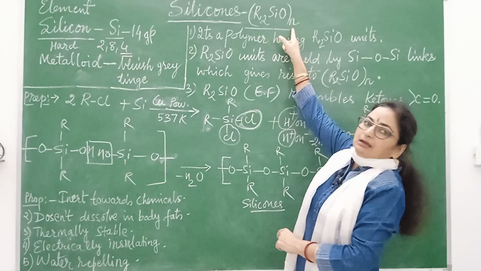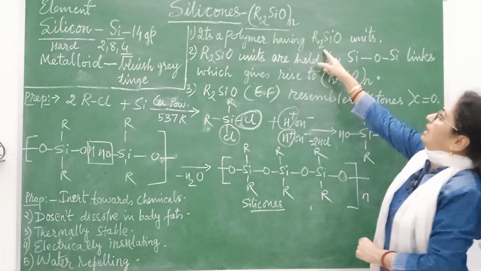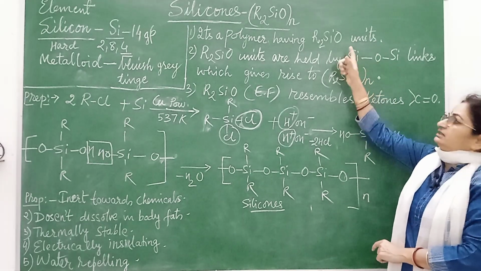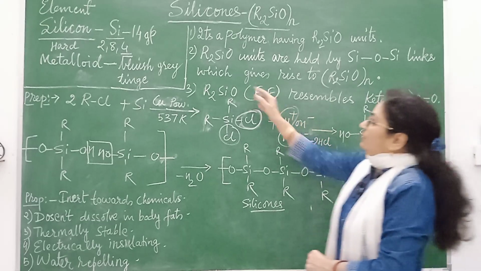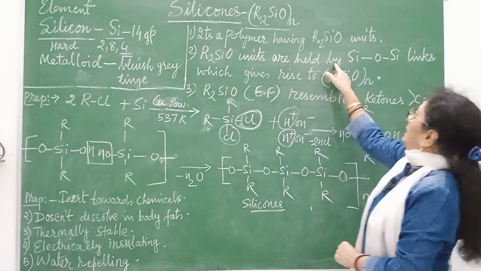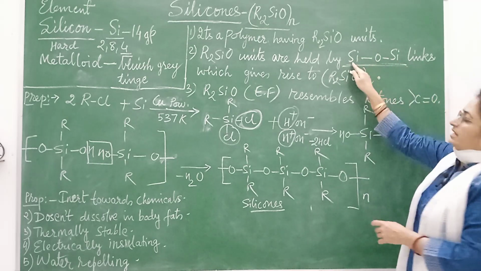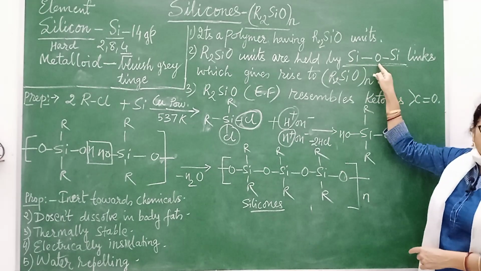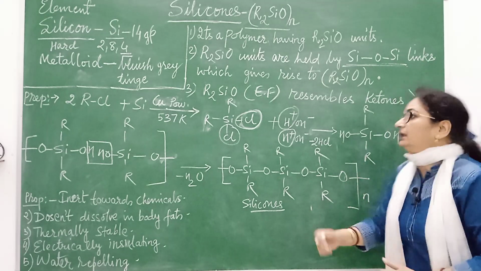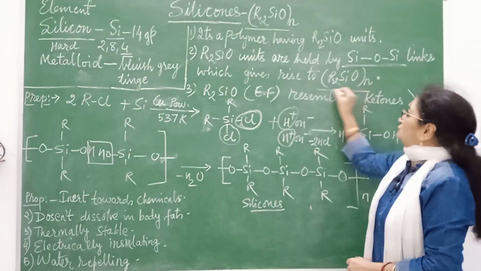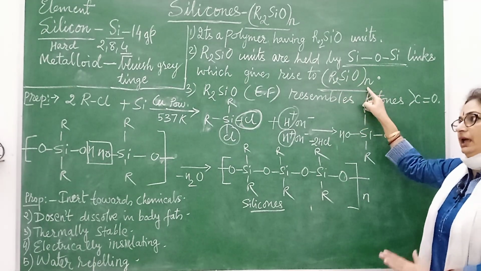Now, here you can see we have written (R2SiO) whole n. That means it is a polymer having R2SiO units. That means R2SiO units go on repeating. Now, R2SiO units are held by Si-O-Si. Si stands for silicon, O for oxygen, again silicon. So these links get repeated again and again, which gives rise to a polymer having the formula (R2SiO) whole n.